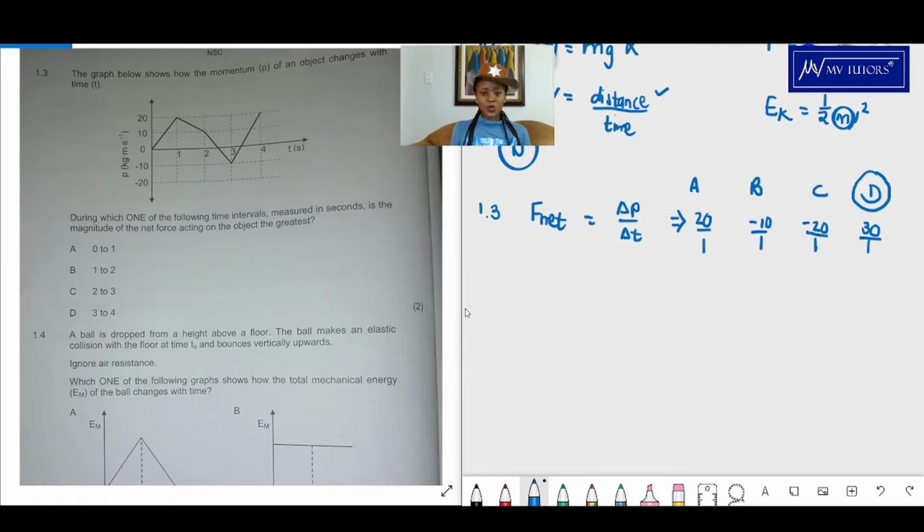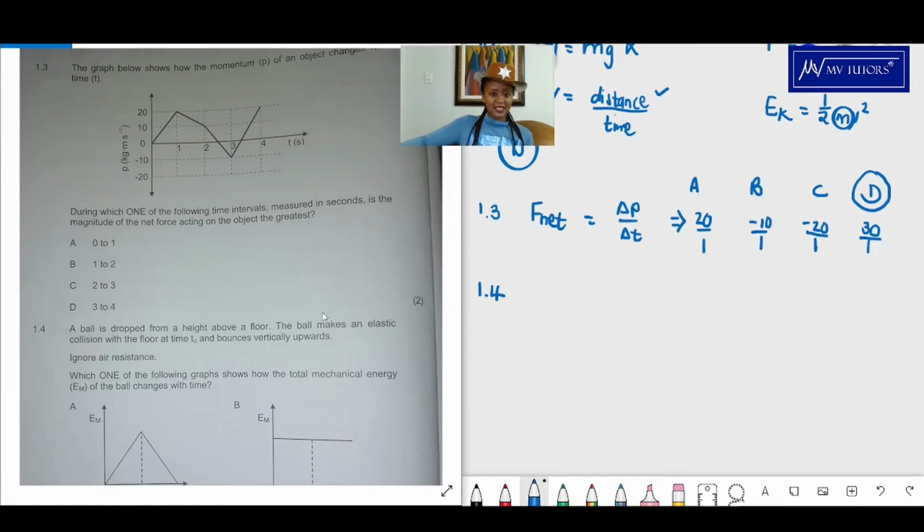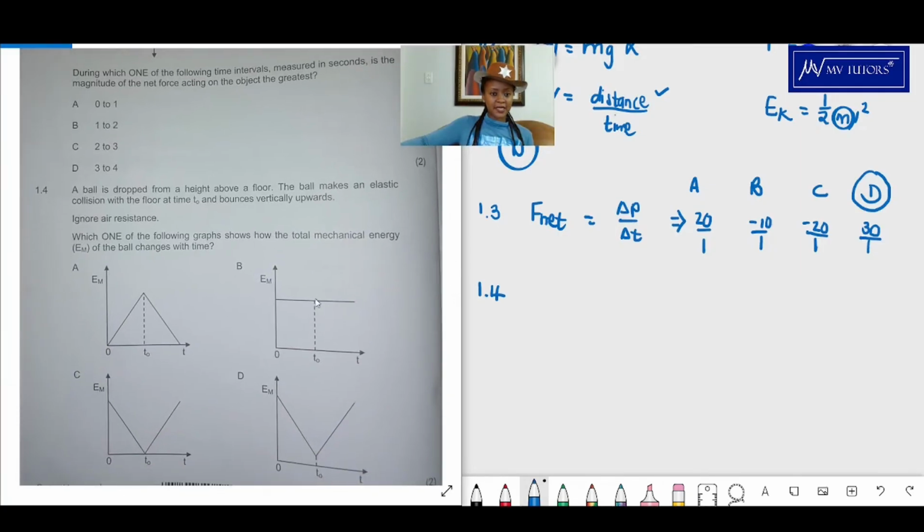And then we go to 1.4. All right, let me just shift it up a bit. Okay, it says a ball is dropped from a height above a floor, okay. The ball makes an elastic collision with the floor at time t0 and bounces vertically upwards, okay.